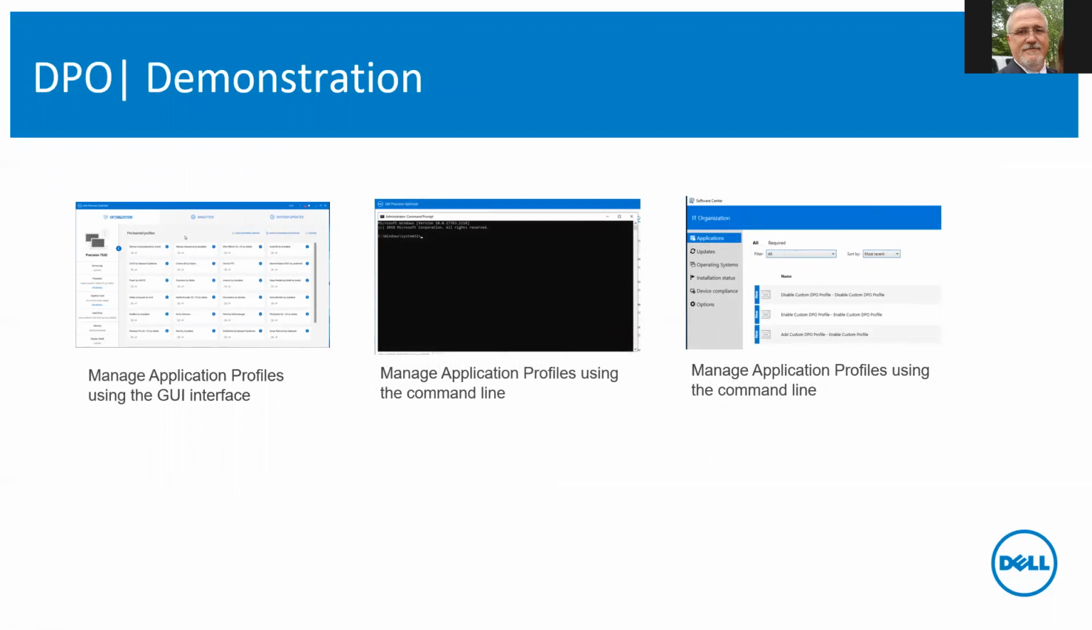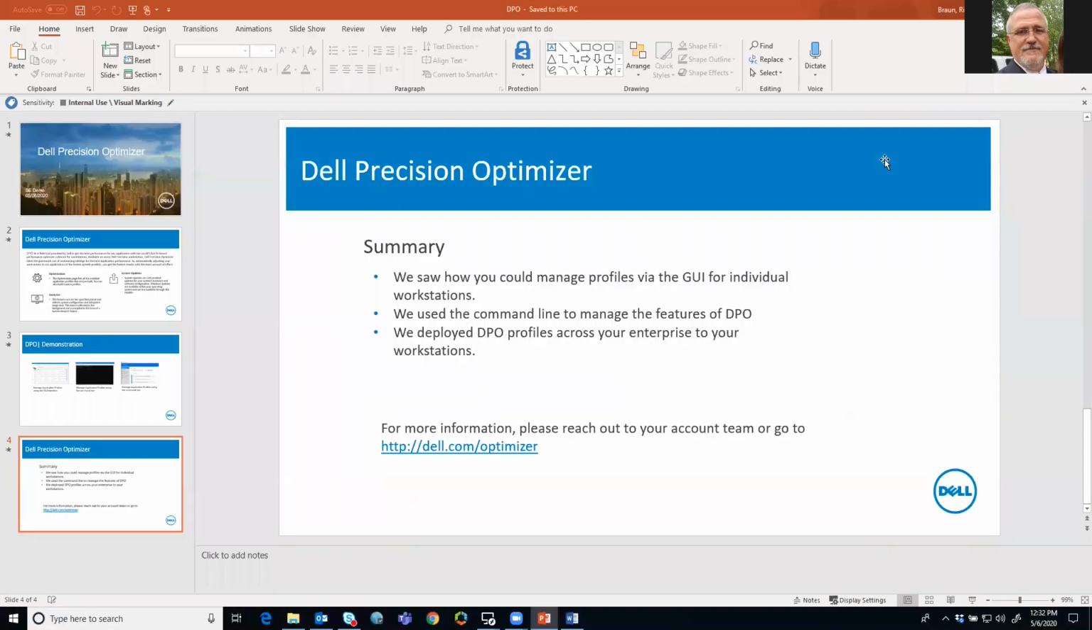This demo is going to focus on application profiles. We'll turn them on and off, update the pre-existing profiles, and then we'll look at creating some custom profiles and importing and exporting those profiles through the GUI tool. We'll then switch to the command line and show you how to manage both DPO and your profiles from the command line interface. Finally, we'll look at how you could manage profiles and DPO settings using your enterprise management tools that you already have. So let me flip over to my Precision and I'll show you how this works.